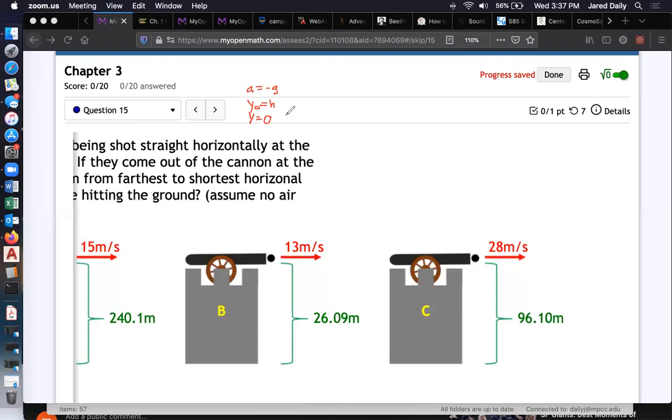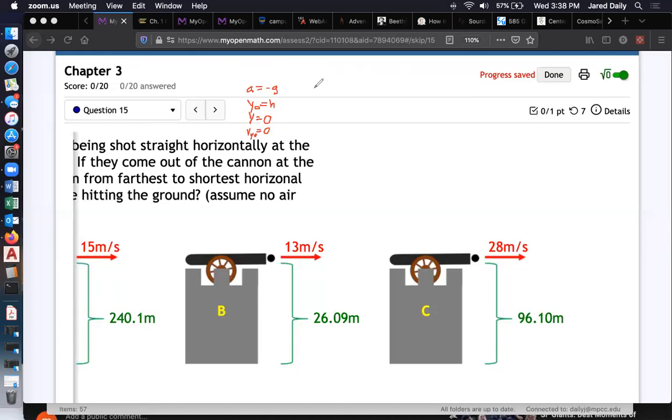Oh no, there's one more thing that we also know in the vertical direction. We also know that the initial velocity in the y direction is 0 because it's only moving horizontally at first, and then it starts to accelerate downward. So initial velocity in the y direction, we know the final y position, we know the initial y position, and we know the acceleration, and that's all in the y direction.